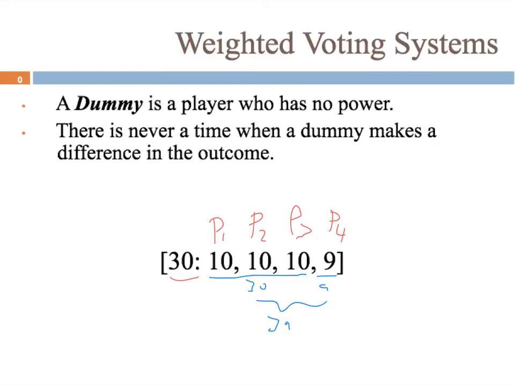And the real kicker here is, notice that when we, let's take that away for a minute. There's no other way that player 4 becomes helpful. So let's say that player 1 decides to vote no, but player 2 and 3 and 4 decide to vote yes. Well, that's only 29, and that's not enough. So in this case, there's no way that player 4 is necessary to make this vote pass.